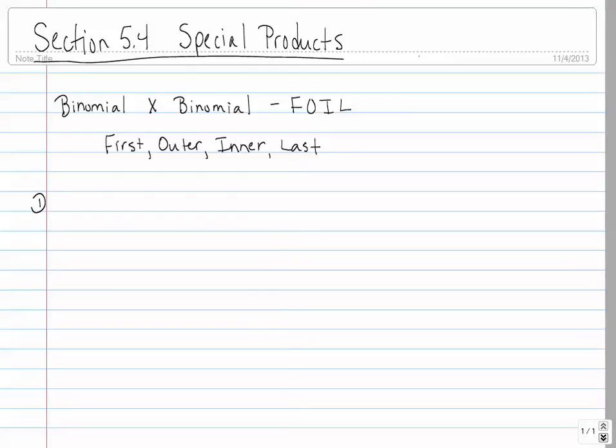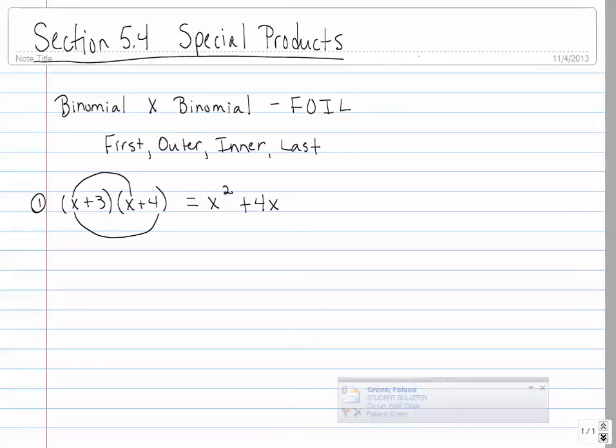So for example, if you have x plus 3 times x plus 4, I'm going to use the FOIL method. So you do first times first. X times x is x squared. Next, you do the outer ones. The two on the outside are x and 4. So x times 4 is 4x. So plus 4x.